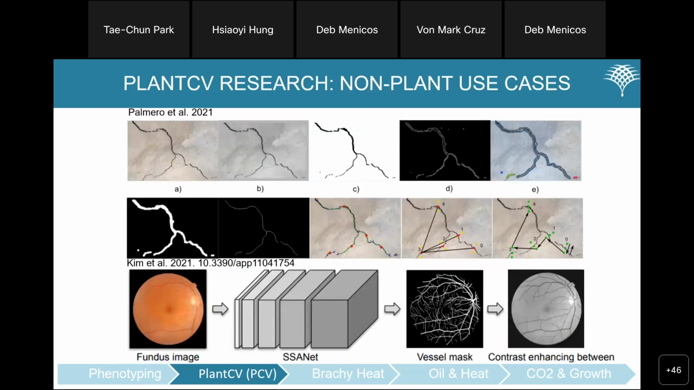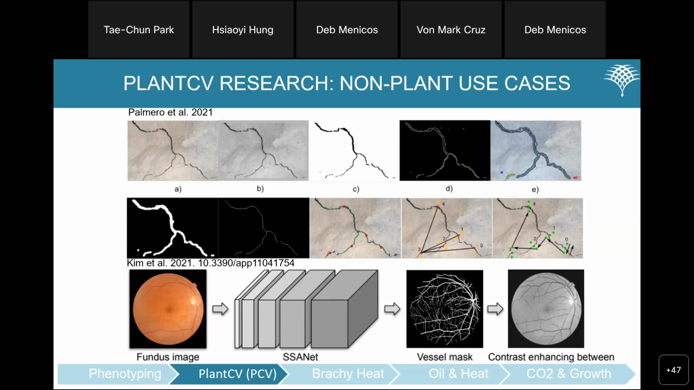Sometimes PlantCV is used for things that we do not expect. So these are some non-plant use cases for PlantCV. Someone used it to actually measure the cracks in sidewalks. So this was a material science paper. We never expected this application. And then somebody else was actually measuring vesicles in eyes. So it is not plant specific.